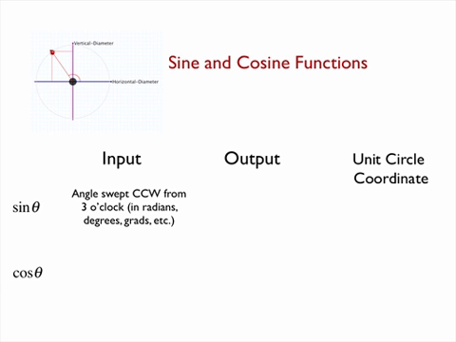That can be in any unit that we want: radians, degrees, gradients, percent of the circle, whatever. But we like to emphasize radians because radians give us this nice connection to radius lengths and arc length. Okay? What about the output for sine?